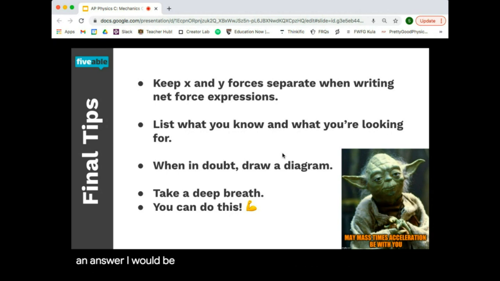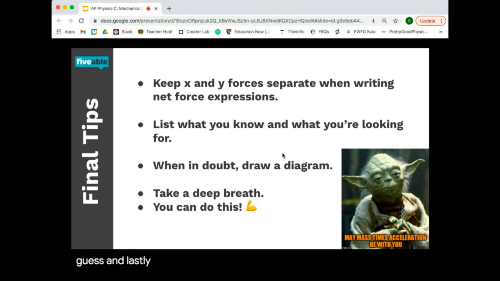I would be remiss to not mention Star Wars at least once in the forces unit, because I feel like at this point I have to. So we've got Yoda there wishing that the force would be with you, I guess.